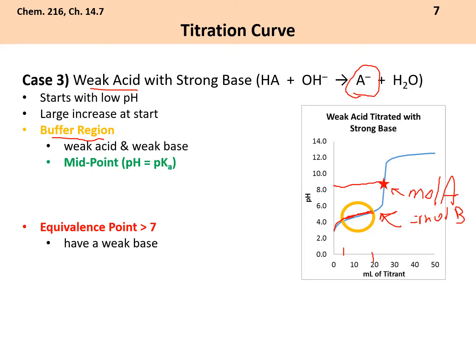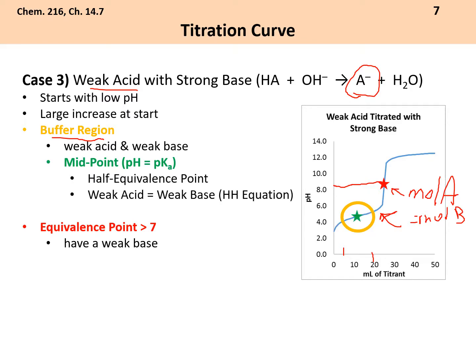The midpoint, sometimes also called the half equivalence point, is when we get halfway to the equivalence point. So the equivalence point here is at about 25, so this is at about 12.5 mLs. And this is the part where the amount of weak acid we formed, HA, is equal to the weak base. That's because we've turned half of the acid we started off with into base.